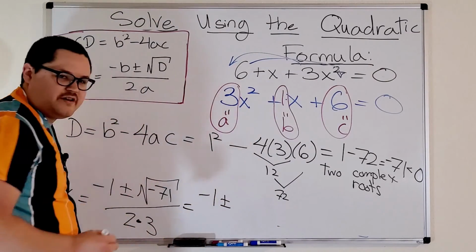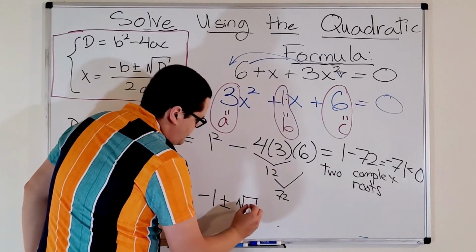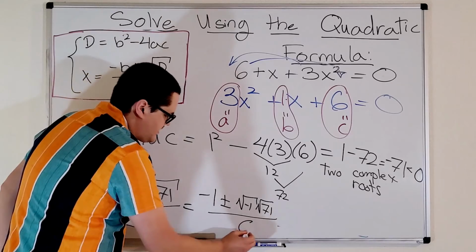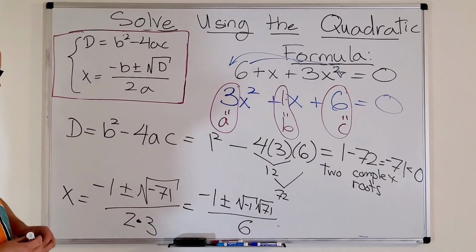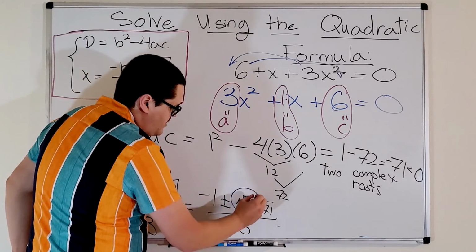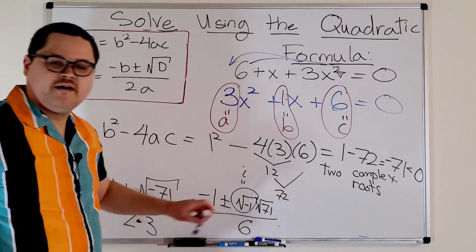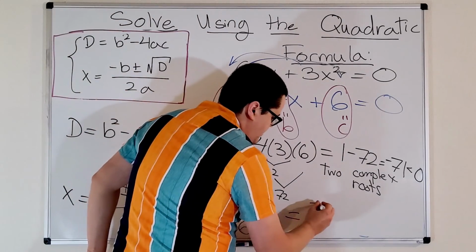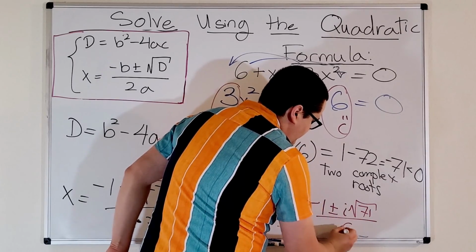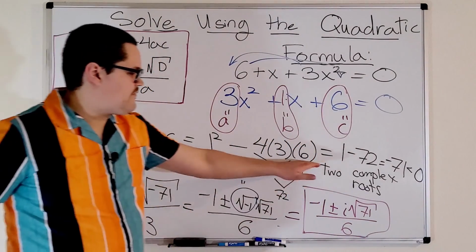So what's the square root of negative 71? Well, negative 71 is negative 1 times positive 71. So it's the square root of negative 1 times the square root of 71. And then what's 2 times 3? That's 6. Okay, so we're almost done. Just remember, square root of negative 1 we call i for our imaginary root. So our final answer is negative 1 plus or minus i root 71 all over 6. You see that we do indeed have two different complex roots.